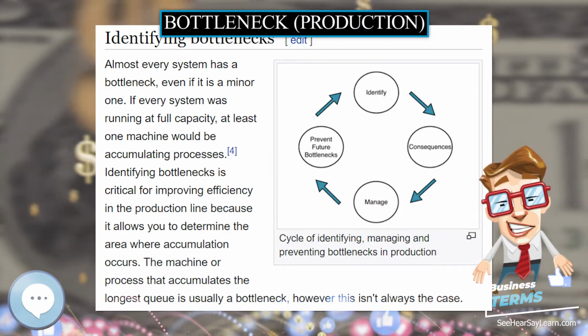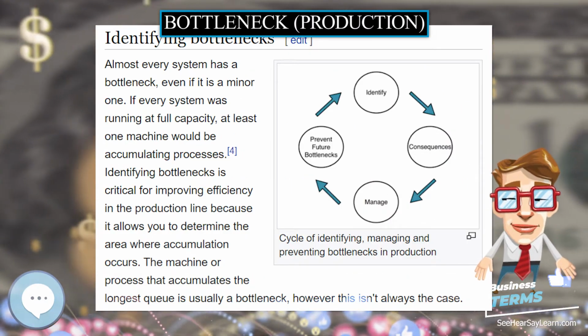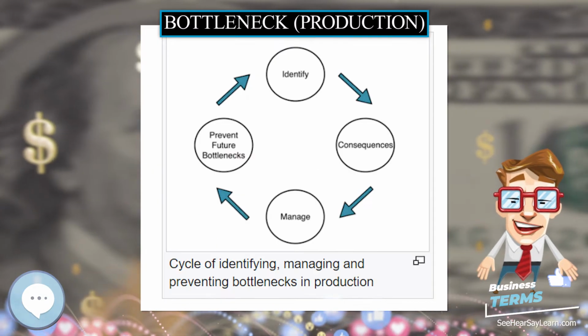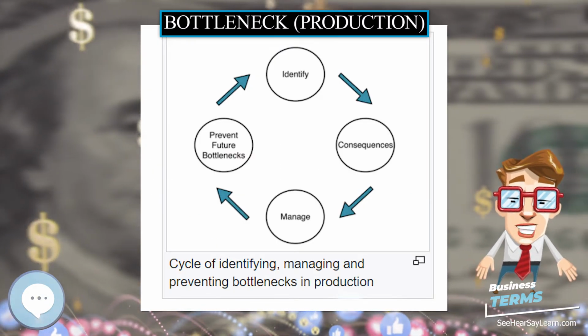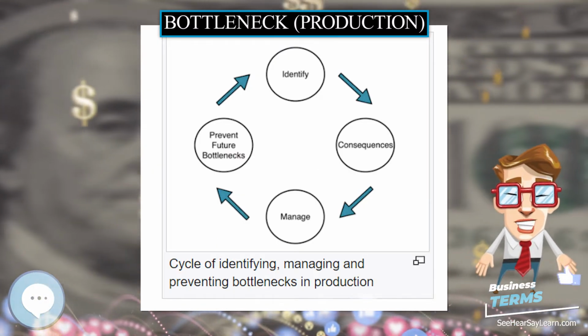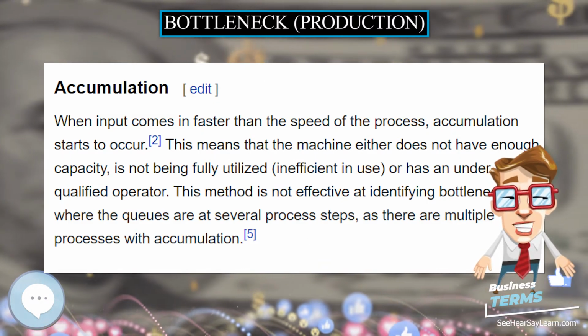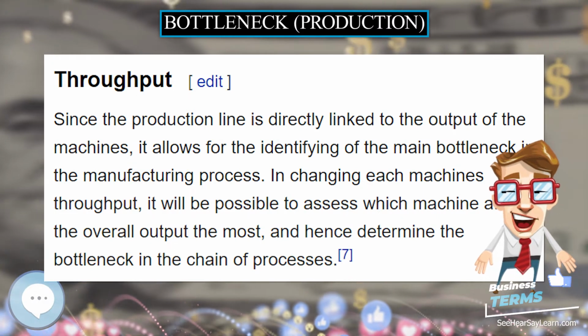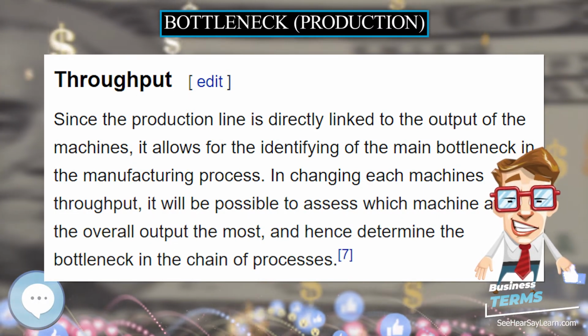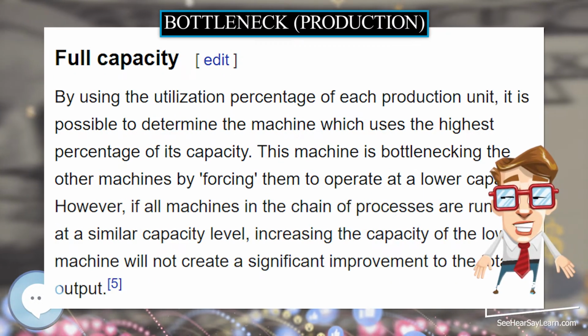Throughput. Since the production line is directly linked to the output of the machines, it allows for the identifying of the main bottleneck in the manufacturing process. In changing each machine's throughput, it will be possible to assess which machine affects the overall output the most, and hence determine the bottleneck in the chain of processes.